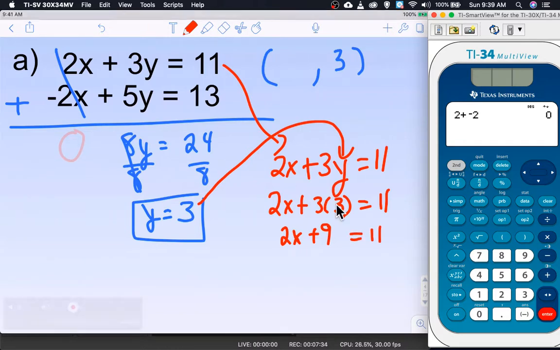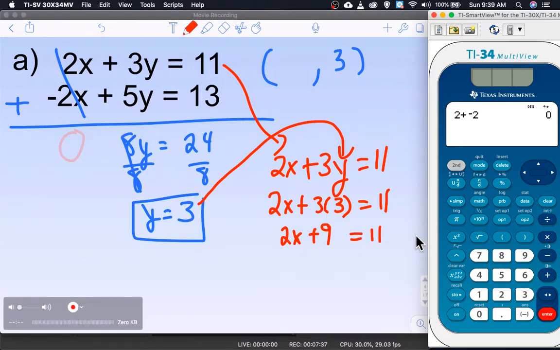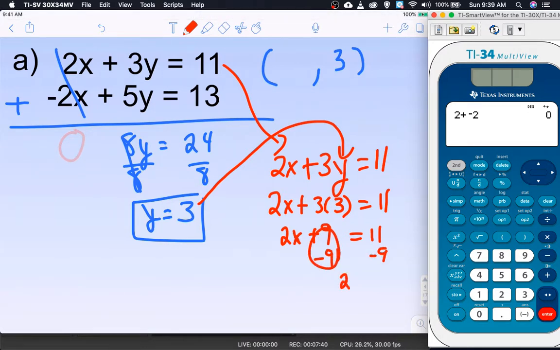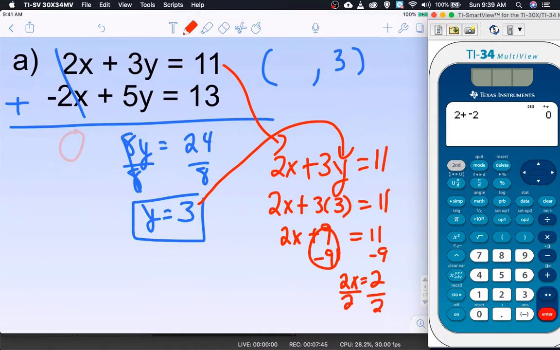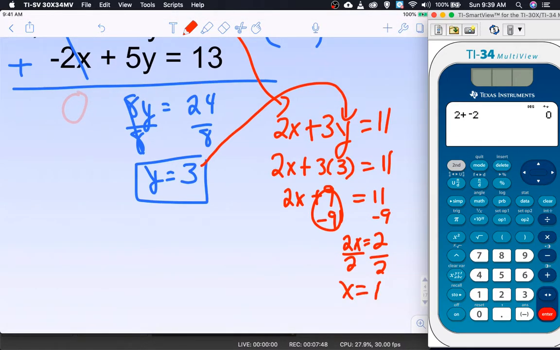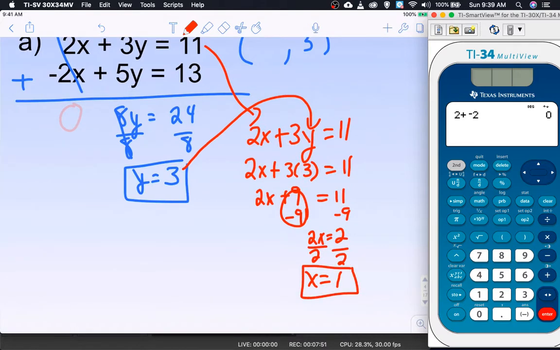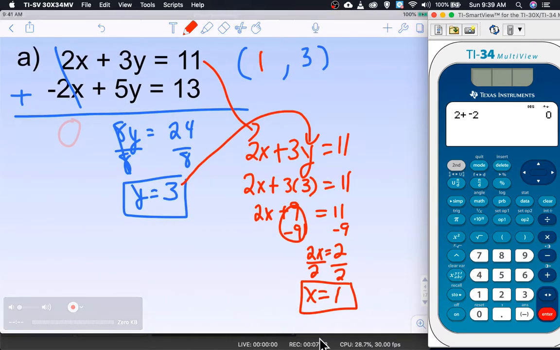Hopefully this looks familiar, and hopefully you know how to solve this. I can subtract 9 on both sides and get 2x equals 2. I can divide by 2 on both sides and get x equals 1. I have found the x value. And because of that, I now know my ordered pair. The solution to this system of equations is the point (1, 3). That is where these two lines intersect. Even though we don't see the lines, we didn't graph the lines, this is where they intersect.